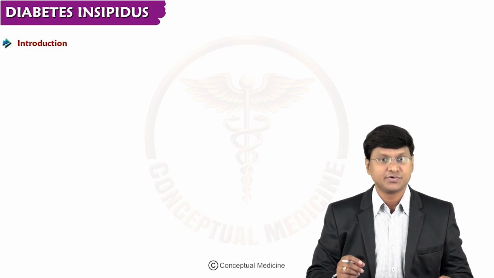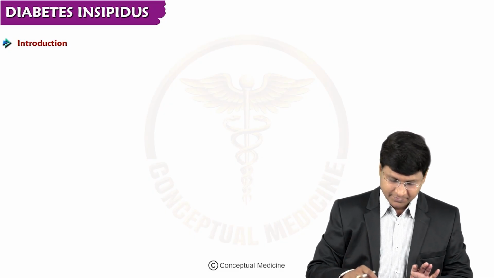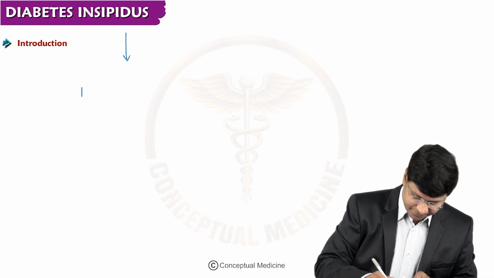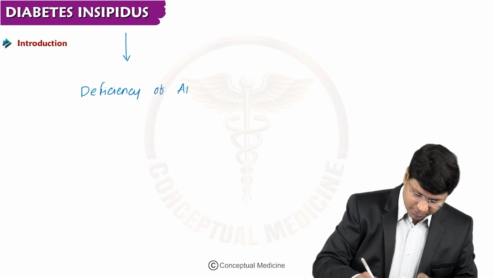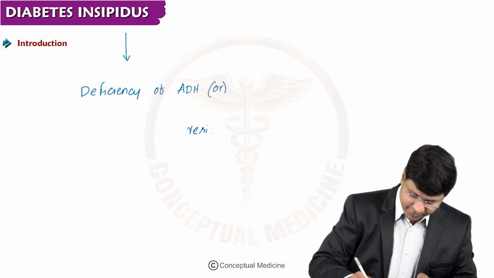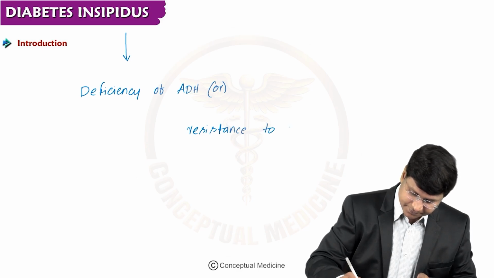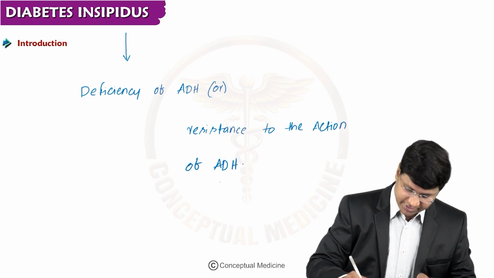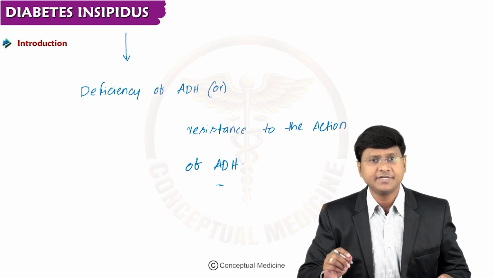So diabetes insipidus, first of all you should know what exactly the definition of it is. It is a clinical condition which is characterized by deficiency of antidiuretic hormone, or resistance to the action of antidiuretic hormone. Right, so that is what exactly you mean by this word diabetes insipidus.